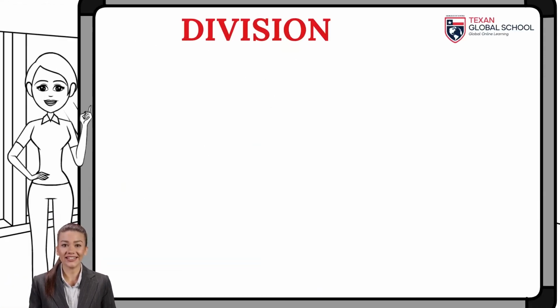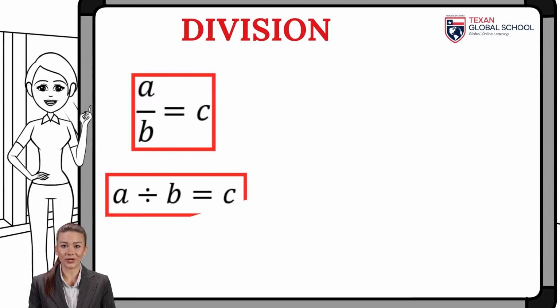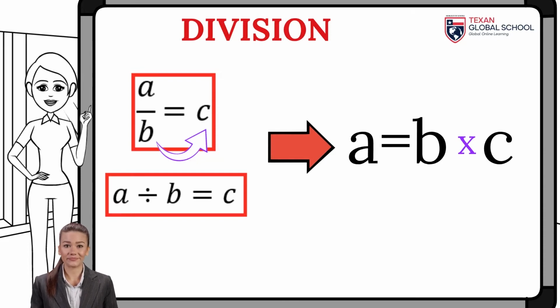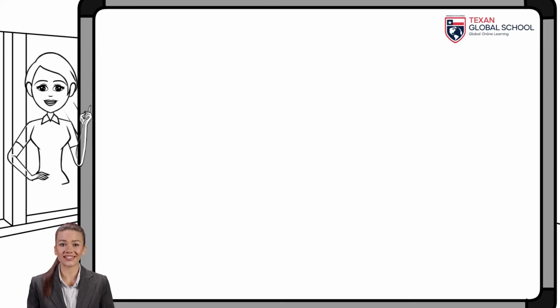Now, according to the axiom of existence and uniqueness of the multiplicative inverse, or reciprocal, we can see that the division starts from a multiplication, where a equals the product of b times c. Let's look at a first example.